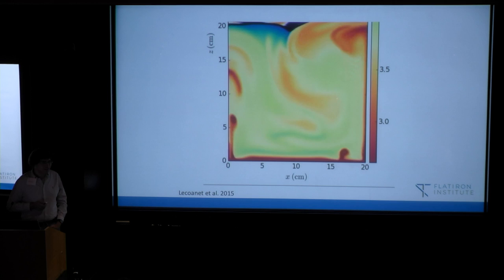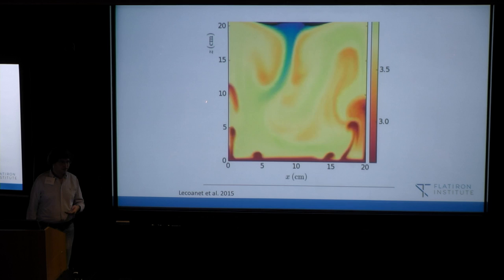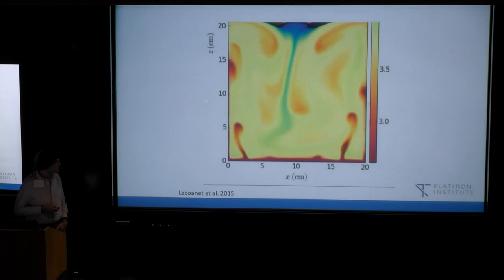This is a movie that Daniel Lecoanet made. At the bottom, there's heat being injected into this box, and this sets up an unstable entropy gradient. So you have modes that are buoyantly unstable, they grow, and eventually you saturate in a turbulent state. This is the primary way, for instance, that the sun transports energy in the outer one-third by radius.